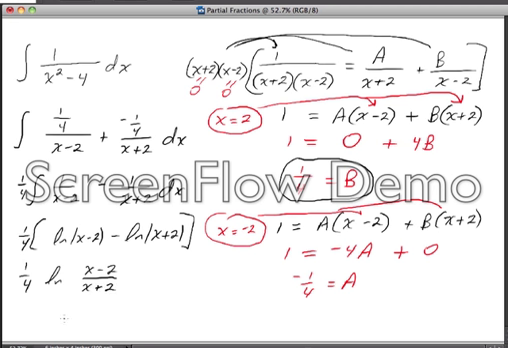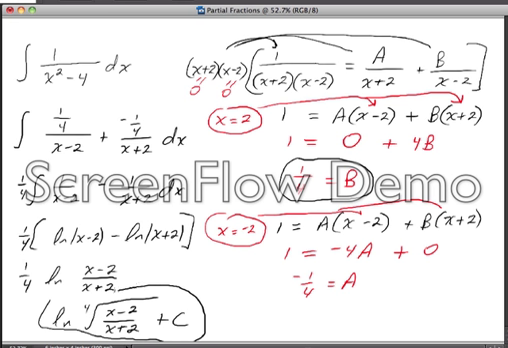And that's your answer. Perhaps they might put the 1/4 up as an exponent, in which case you'd have the 4th root of x minus 2 over x plus 2 plus c again, because this is an indefinite integral. And that should be your answer.